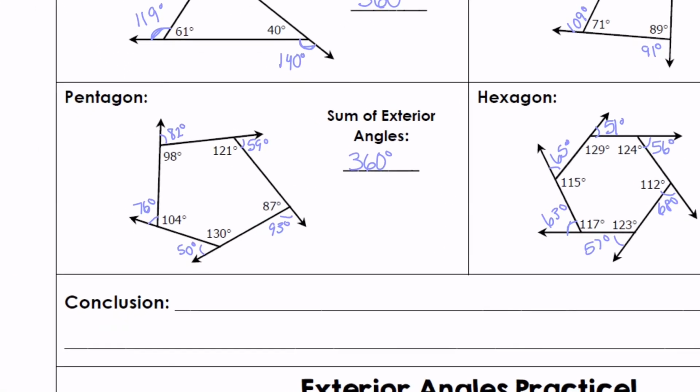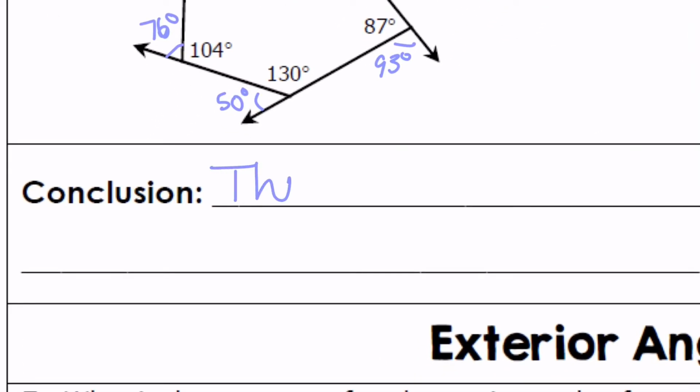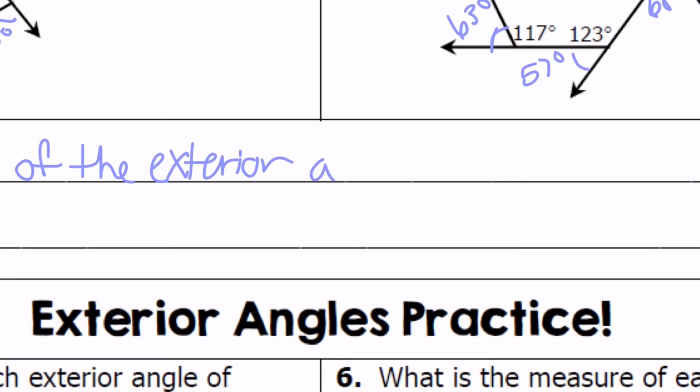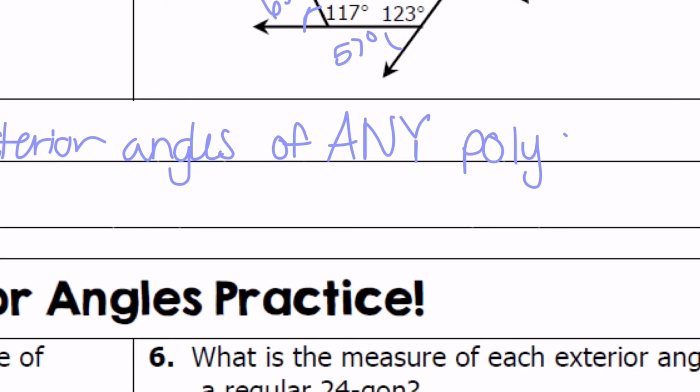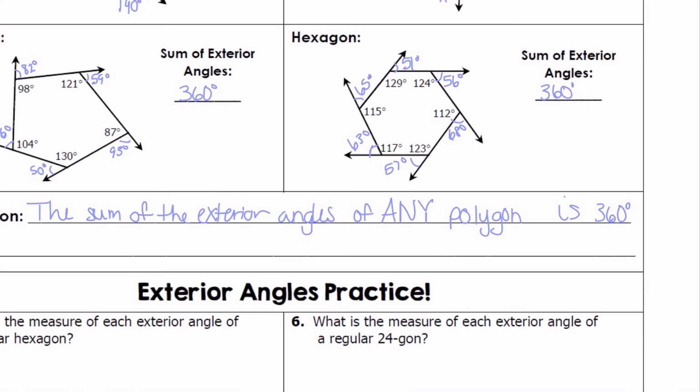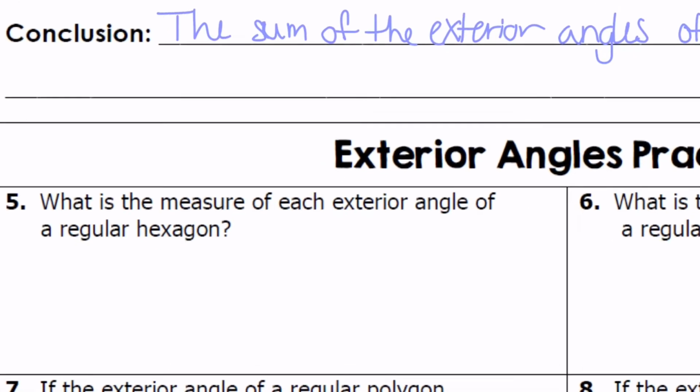So we can come to the conclusion that the sum of the exterior angles of any polygon, I can't spell, of any polygon is 360 degrees. So it doesn't matter how many sides you have, doesn't matter what those angles are, the sum of the exterior angles of any polygon is going to be 360 degrees.